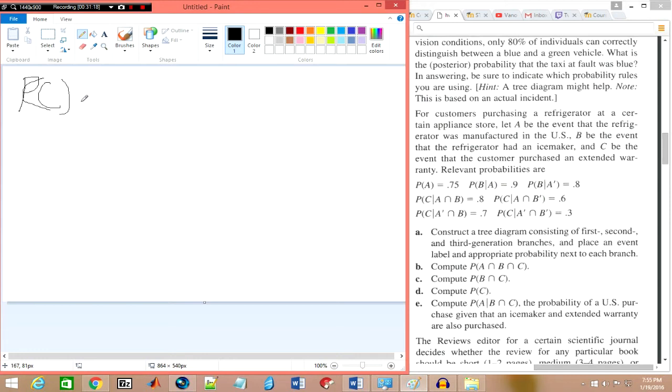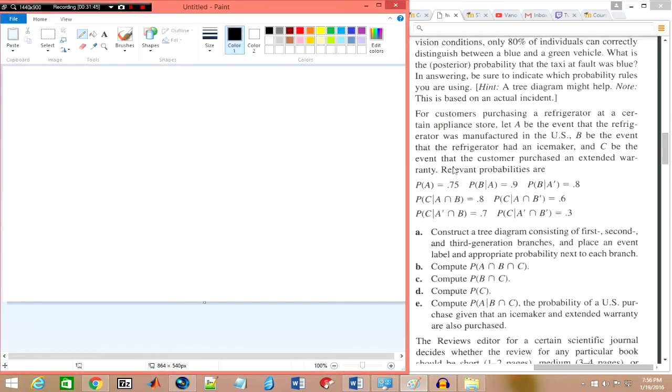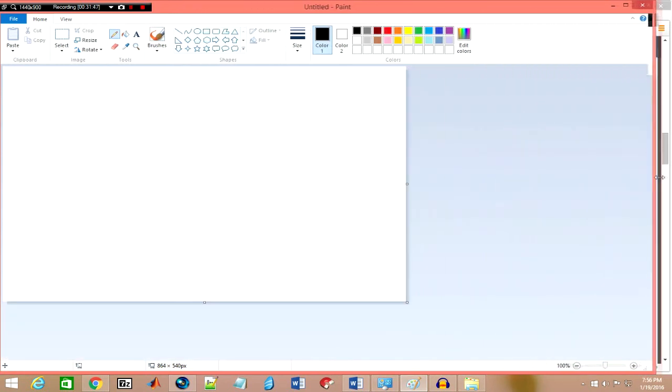Let's see. So the probability of C happening is, let's see. Well, we're going to have to add 4 things. I'm going to go ahead and skip showing y'all this one, but if you refer back to the tree diagram, here, I'll redraw it for you. Bam.